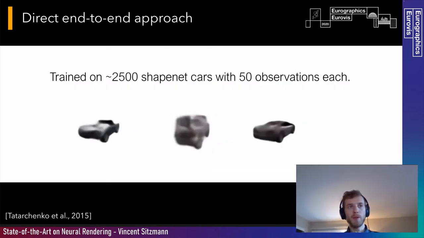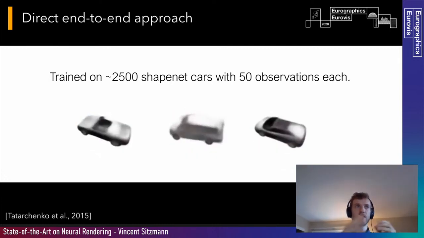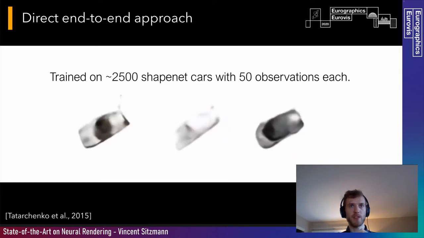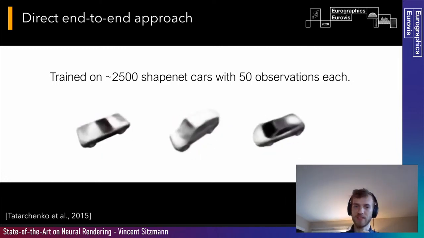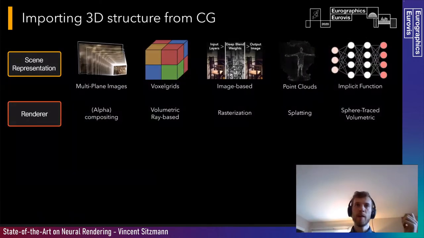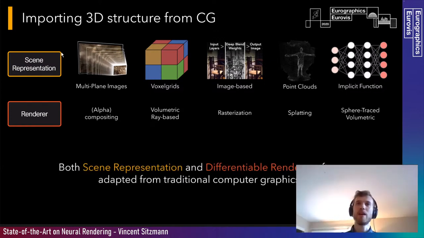Now, one problem if you try to do this, even for simpler data sets like ShapeNet: this convolutional autoencoder model was trained on 2,500 cars with 50 observations per car. As you can see, it fails to reconstruct the true underlying 3D shape of these cars. And this is another key takeaway. One of the key insights from this line of work in recent years has been that we need to equip these models with some notion of 3D structure in order for this to work out. If you look at all of these different representations and rendering algorithms, on which we'll briefly touch in a moment, you'll find that both are often adapted, or at least inspired, by classic algorithms from computer graphics. And this is a trend that will probably continue in the future as well.